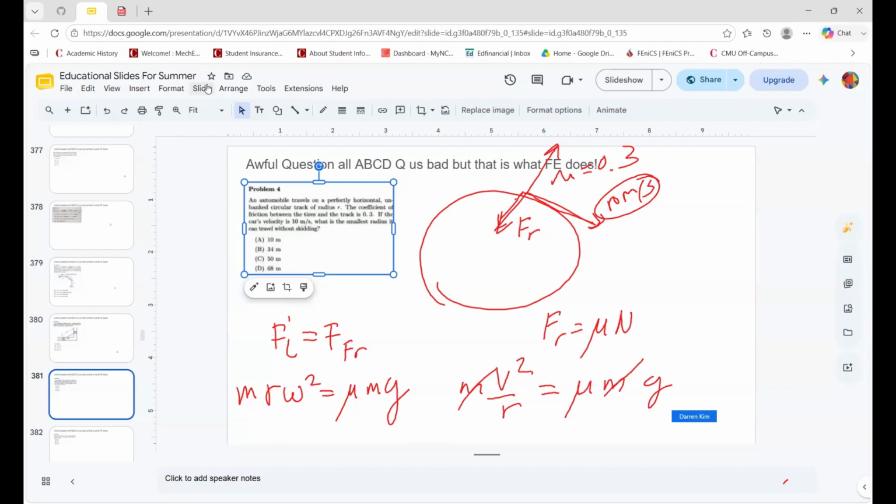What we're trying to figure out is the smallest radius of turn, so we try to figure out R. R equals v squared over mu g. On the top, it says 10 meters per second squared, divided by mu, which is 0.3, multiplied by 9.8, which is basically 34. So it's 34. There we go, B.